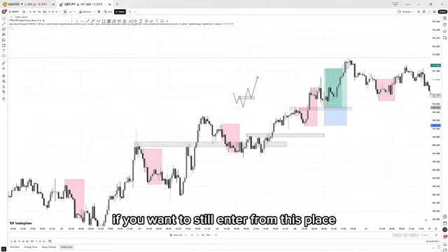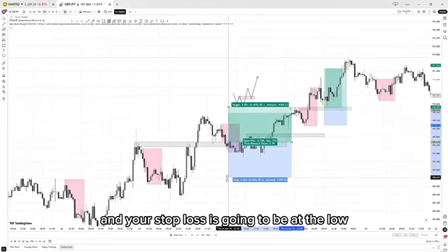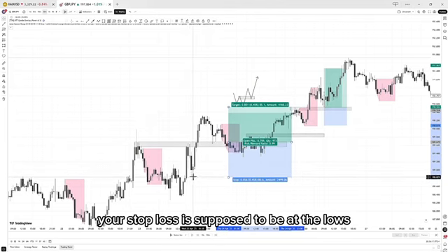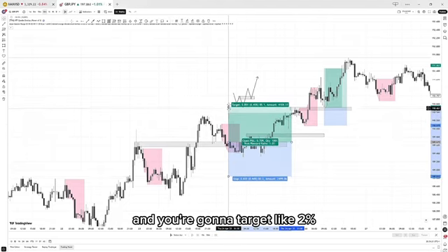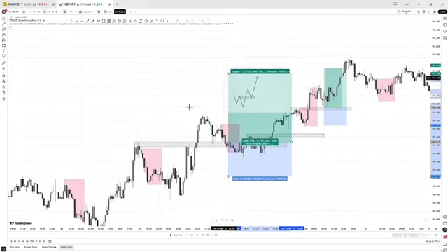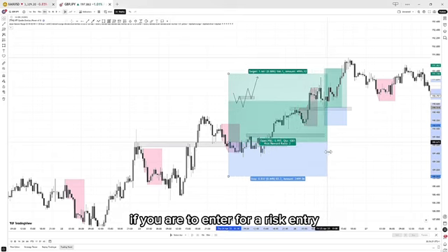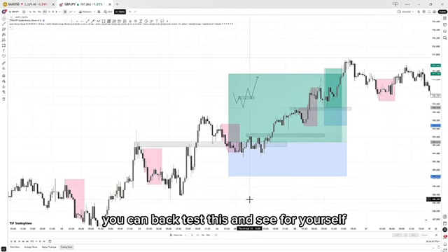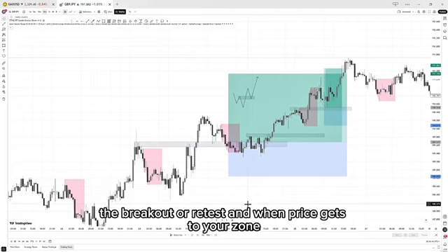And of course, if you still want to enter from this place for a risk entry, your stop loss is going to be at the low before the highs. So always your stop loss is supposed to be at the lows that caused the recent highs. So your stop loss is going to be around there, and you're going to target like 2% of the amount you are risking. So this is also going to be a winning trade if you enter for your risk entry. So the breakout and retest is a nice strategy. You can backtest this and see for yourself, but always combine the market structure while trading the breakout and retest.